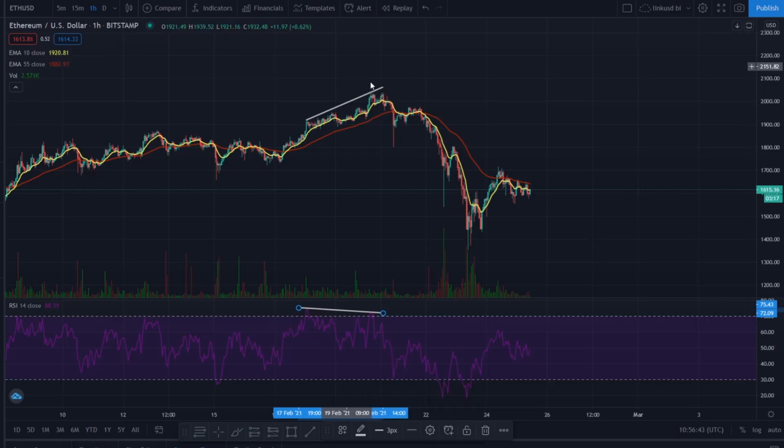And obviously this was, when was this? It's 20th of Feb. So this is our crash. Yeah, so that was perfect, that bearish divergence. So they need to be looked at and taken seriously in your trading, guys.